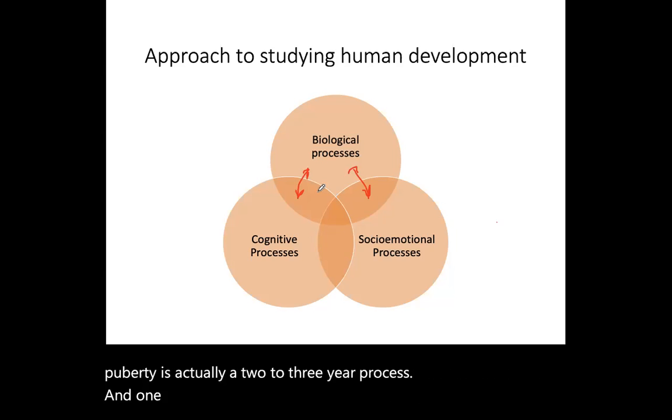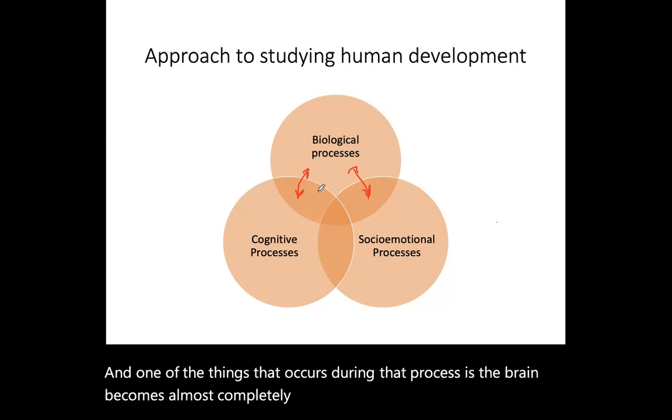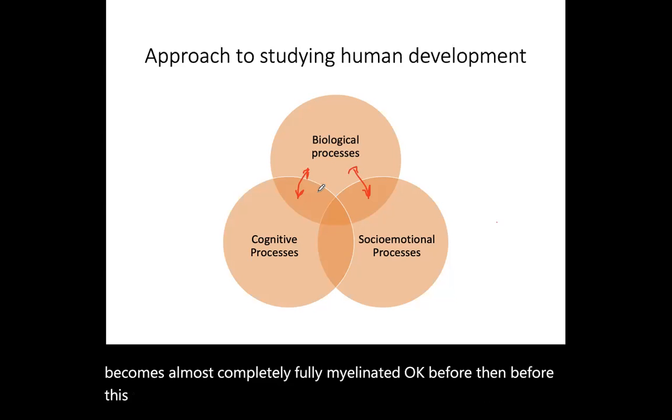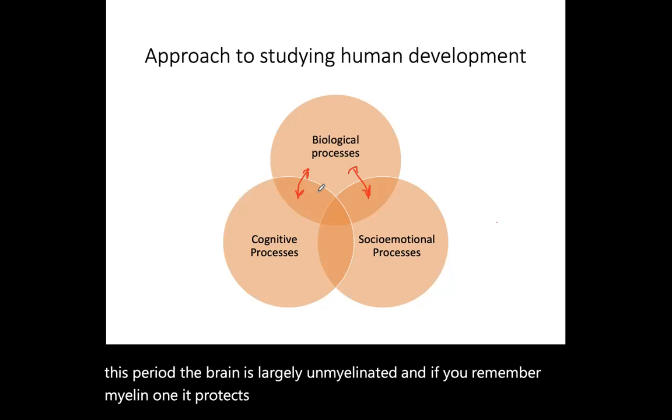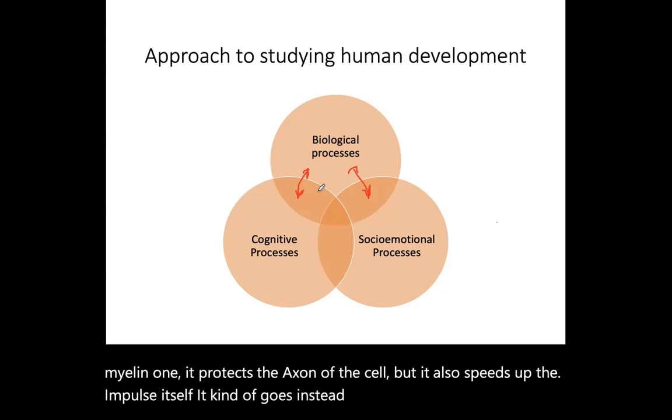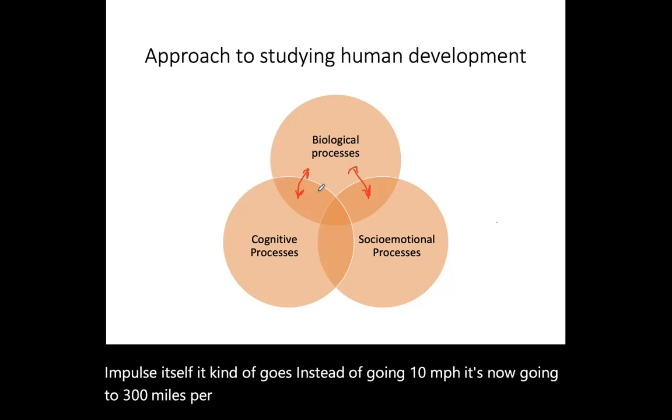And one of the things that occurs during that process is the brain becomes almost completely fully myelinated. Okay, before this period, the brain is largely unmyelinated. And if you remember myelin, it protects the axon of the cell, but it also speeds up the impulse itself. Instead of going 10 miles per hour, it's now going 200-300 miles per hour, as an analogy, when the cell becomes myelinated.